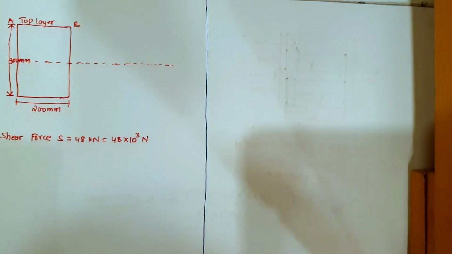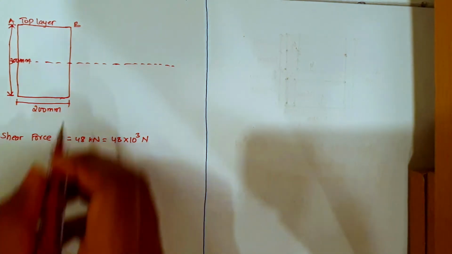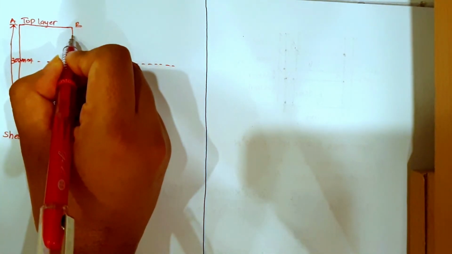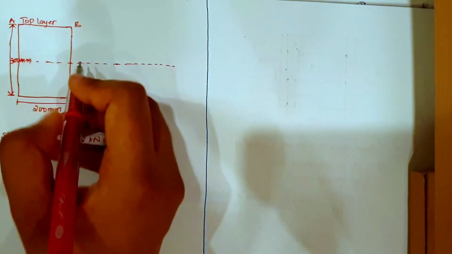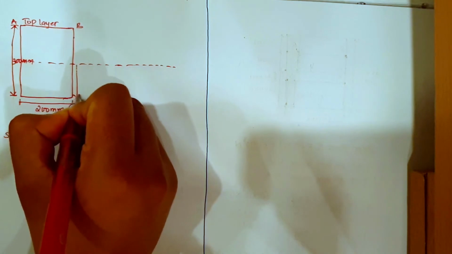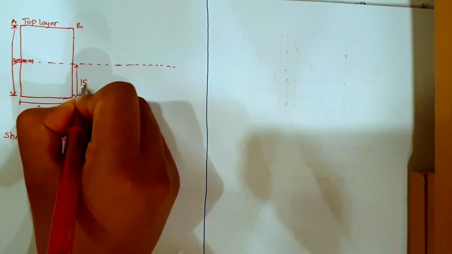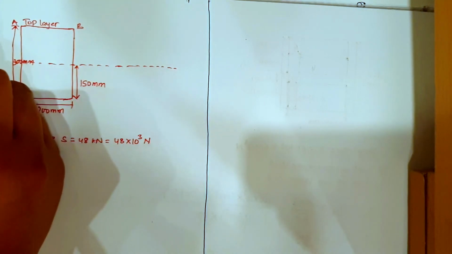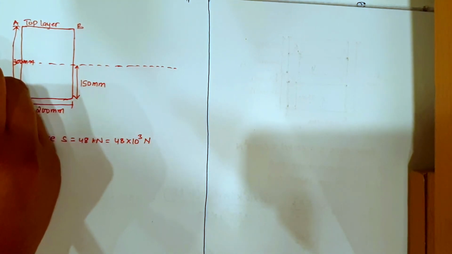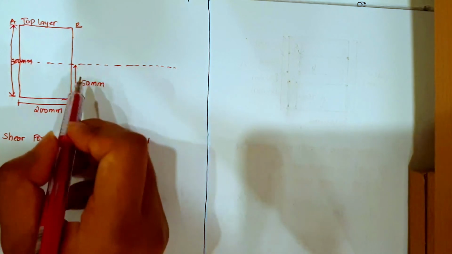And next we need to find shear stress at top layer and at a distance of 50 mm, 100 mm and 150 mm from the top layer. So from this distance at 50 mm, so total distance is 300, so half this distance will be 150 mm, right?